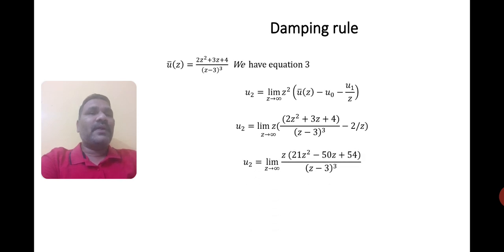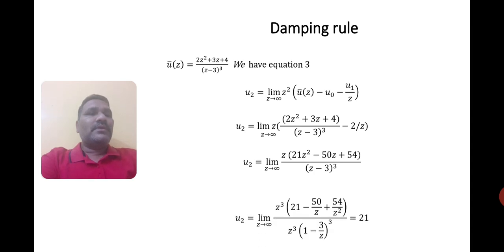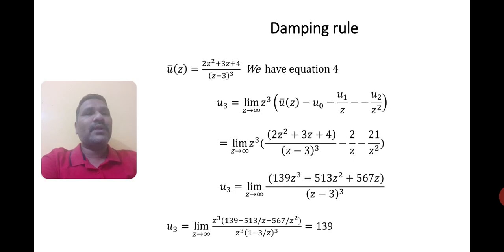After taking the LCM and simplifying, I got z times (21z² + 50z + 54) divided by (z − 3)³. So z² if you take common outside, it will be z³ times (21 + 50/z + 54/z²). In the denominator also, the same thing, you took the common. z³ will get cancelled, and we will get 21.